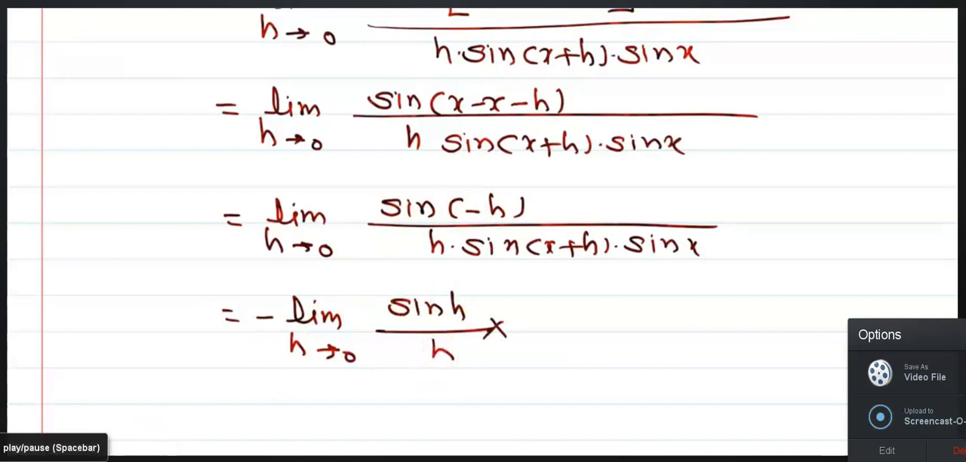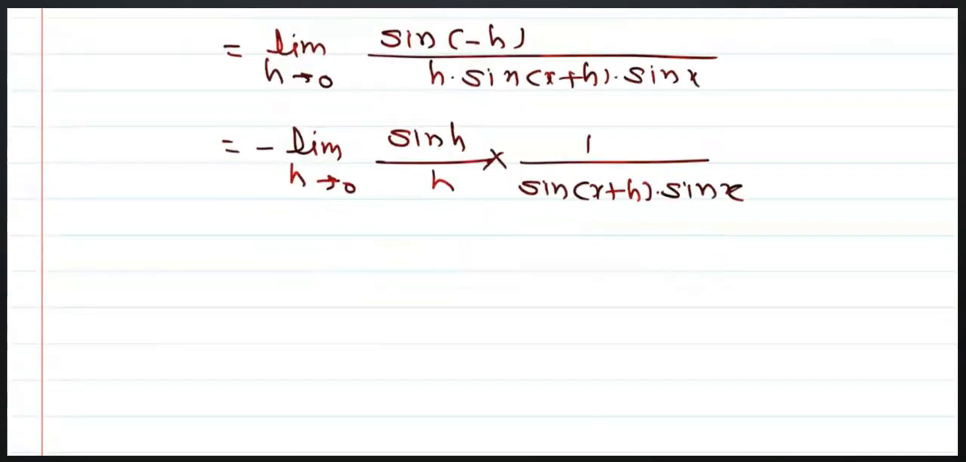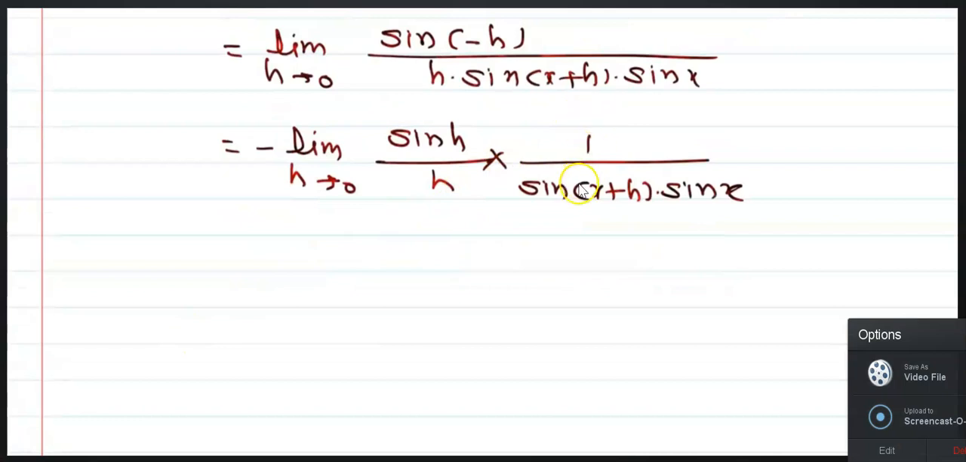Now, see this again. That is 1 upon sine of x plus h into sine x. As h tends to 0, sine x into sine x will become sine square x. And what is the answer? 1 upon sine square x. It is cosec square x. Therefore, the derivative will be minus cosec square x. Now, see this here.